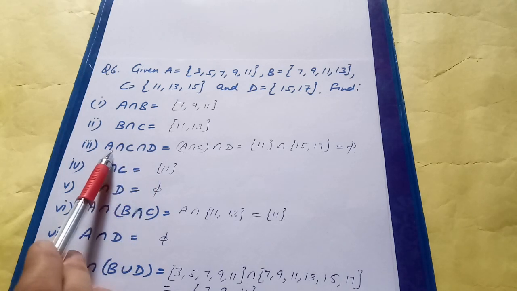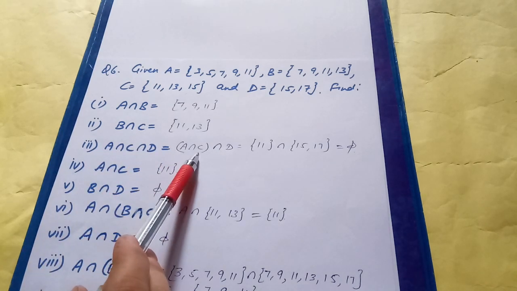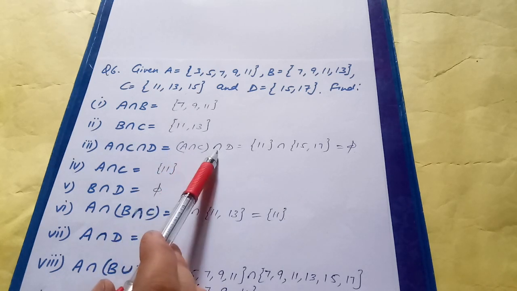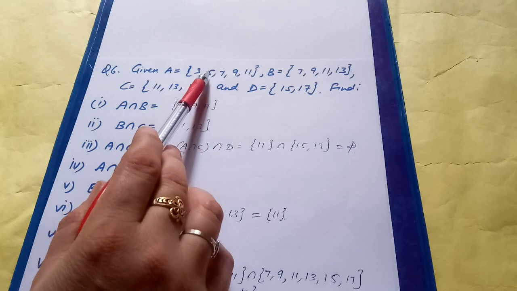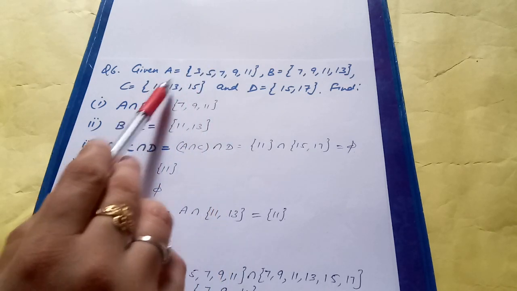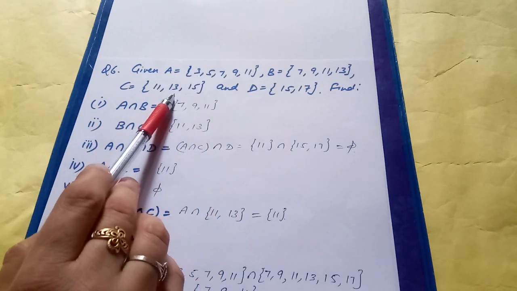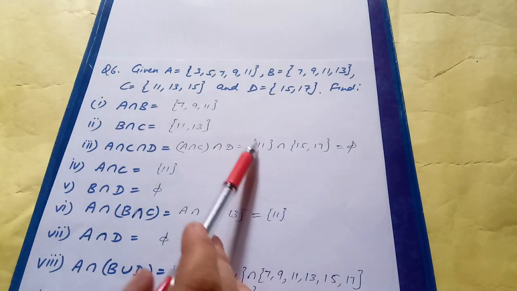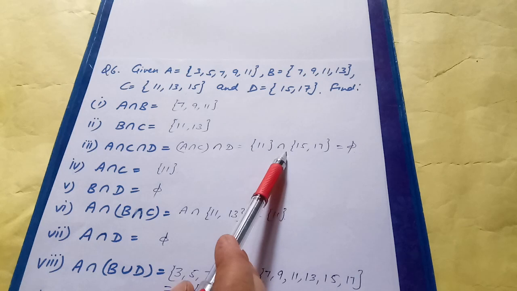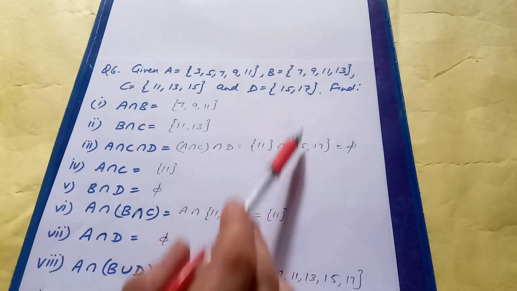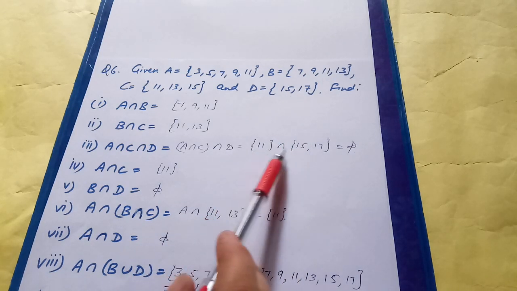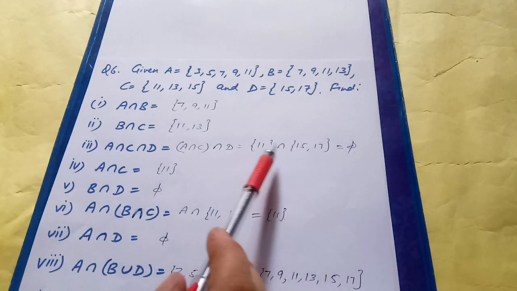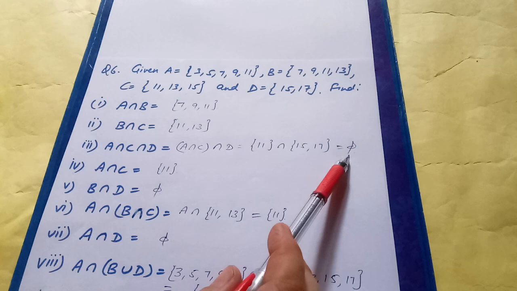Now here you have to take firstly A intersection C. I have put here bracket A intersection C and then take the intersection with D set. So what is intersection of A and C? Common elements of A and C are, that is 11 only. Only one element is common, that is 11. And intersection with D set, elements of D set are 15, 17. So 11 intersection 15, 17, that is empty set because there is no common element. We can write it as ϕ.